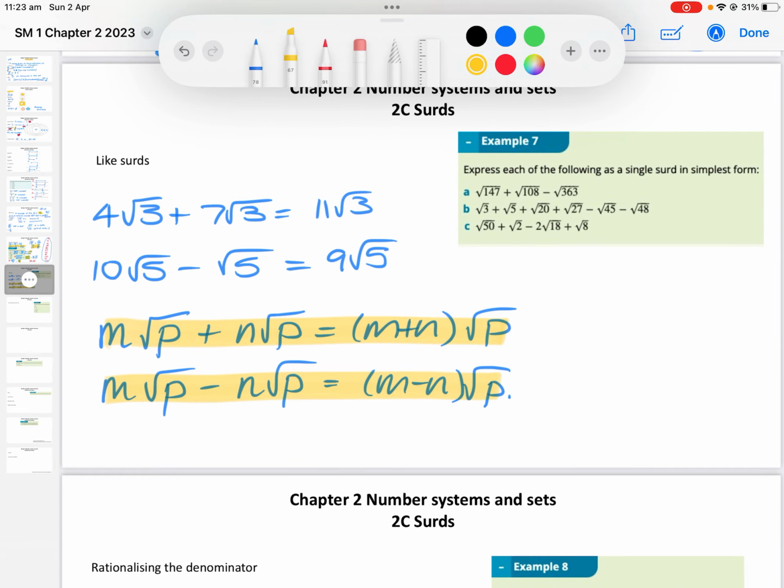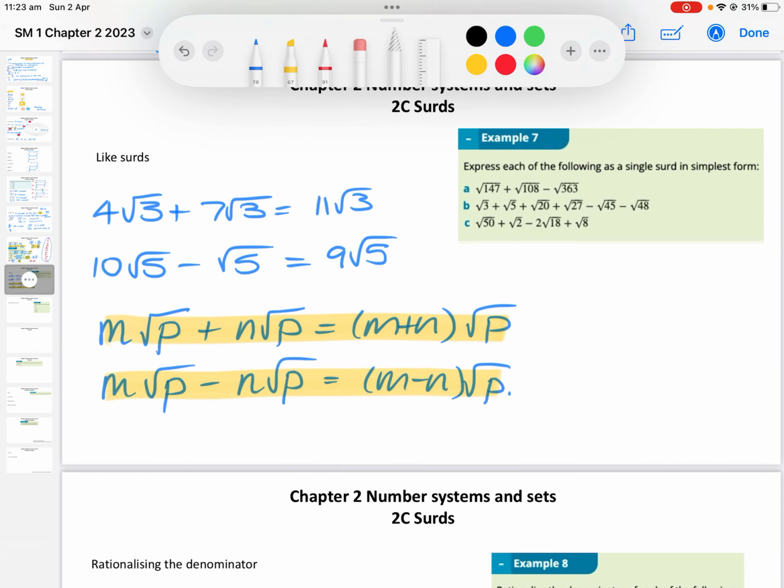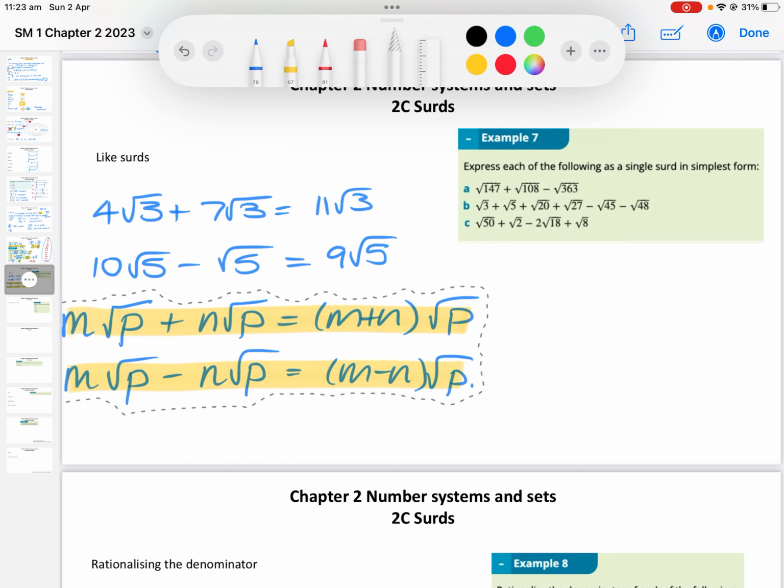How does it get a bit harder? Well, sometimes we're going to have to simplify first. So let's look at these ones here. I haven't got any like surds there. So what I'm going to do is break them down into like surds and then see what happens from there.